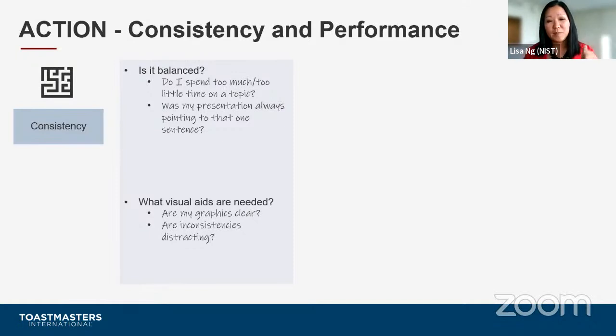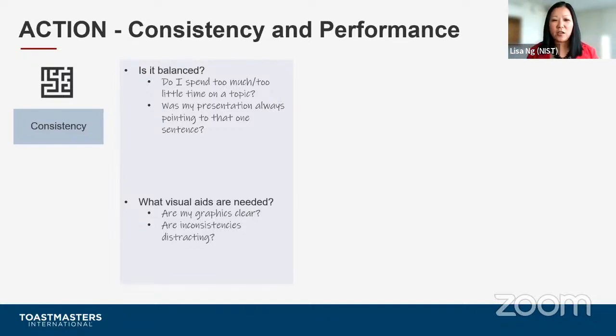And again, is my presentation always pointing to that one sentence? You could write a 100-page report on the work that you're about to present, but unfortunately, you don't have time, and the people in the audience probably don't have the mental awareness to be able to understand everything that's in that 100-page document. So you want to make sure that your presentation is always pointing to that one goal, that one moral of the story, that one sentence.